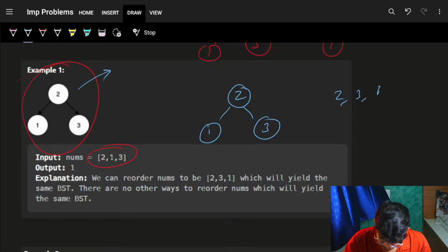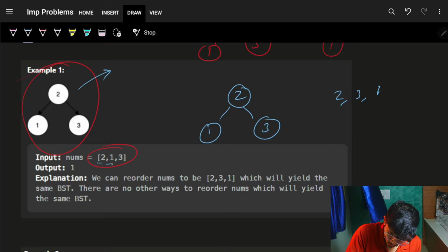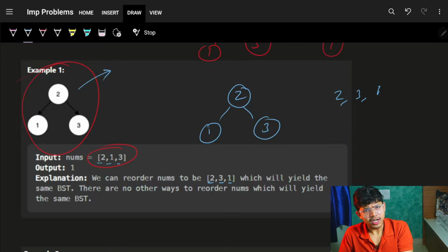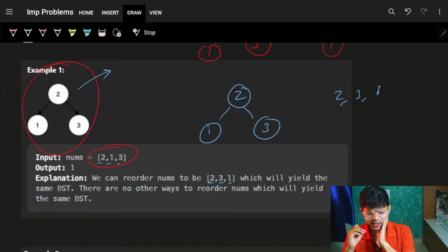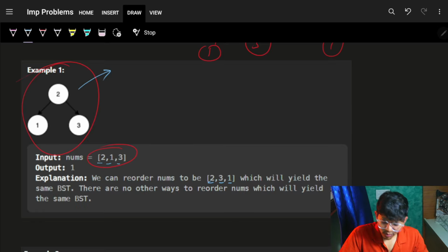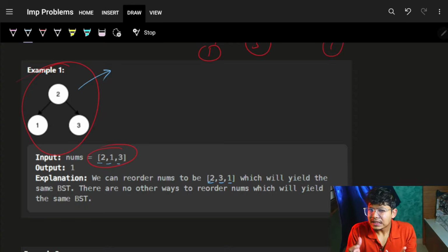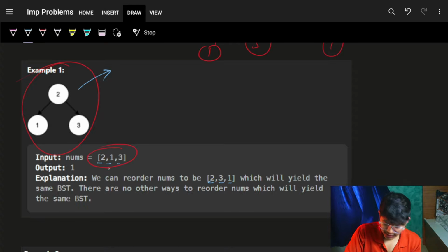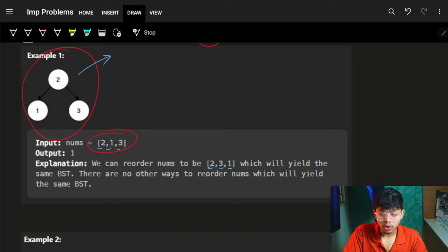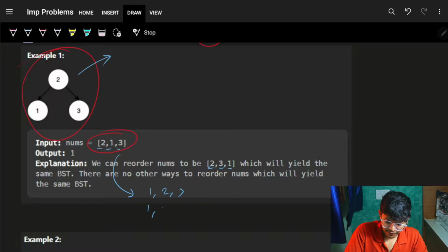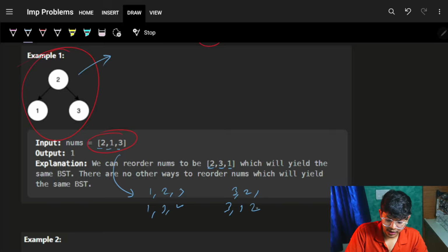As I look at this example 2 1 3, the problem itself stated that the other ordering can be 2 3 1. The first thing I'm curious about is what other orderings are possible. Here the one ordering is 2 1 3, and 2 3 1. What are the other orderings possible? Other orderings can be 1 2 3, 1 3 2, 3 2 1, 3 1 2, and so on and so forth.